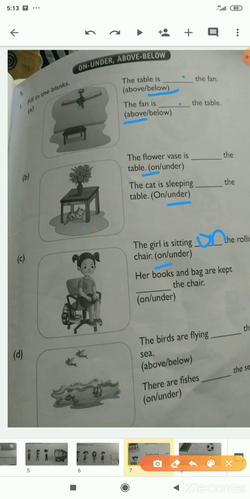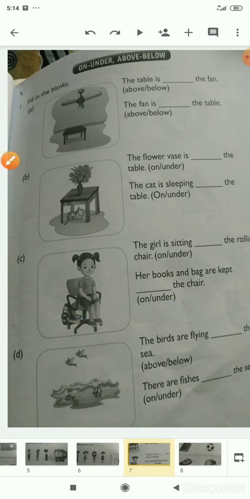Where are her books and bag? Her books and bag are kept dash the chair. So where are the book and bag? If you see the picture, the book is here under the chair. So what do we write here? Under. Children, please kindly practice reading. If you read well, then you can easily understand the question, the concept which is given in the question, and you can understand everything very soon.